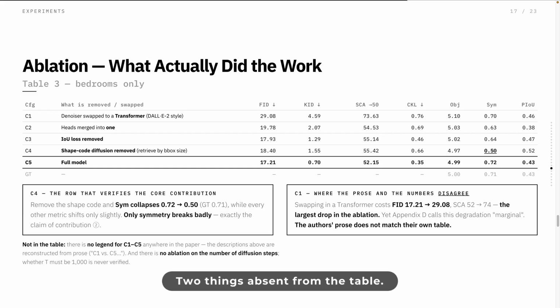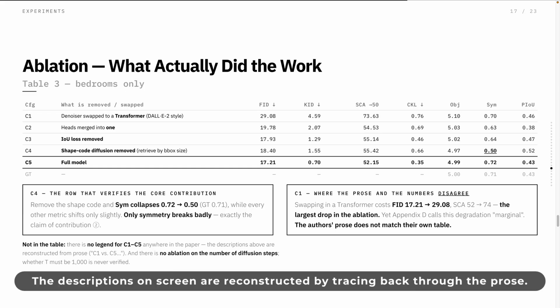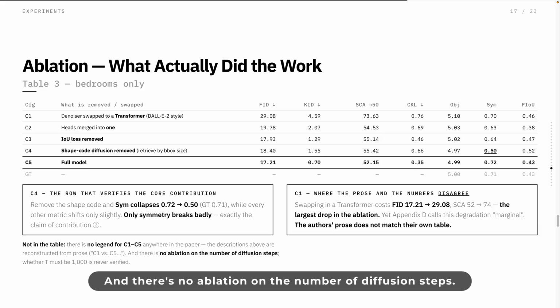Two things are absent from the table. There is no legend for C1 through C5. The descriptions on the screen are reconstructed by tracing back through the prose. And there is no ablation on the number of diffusion steps. Whether T needs to be 1000 or 100 would do is never verified.